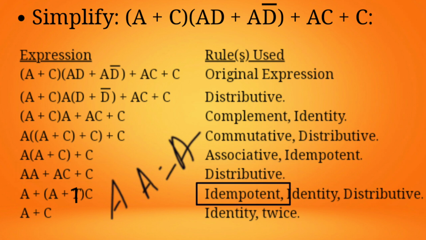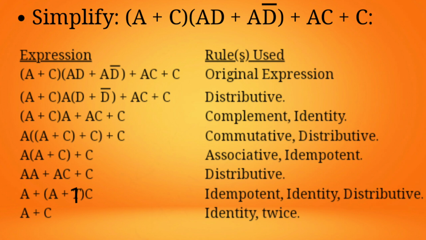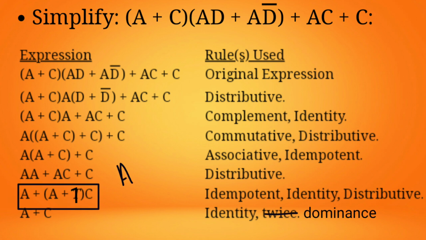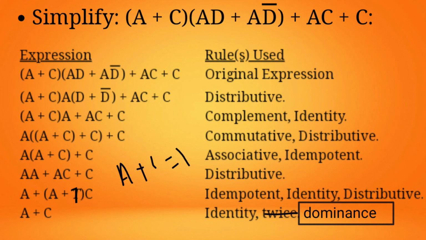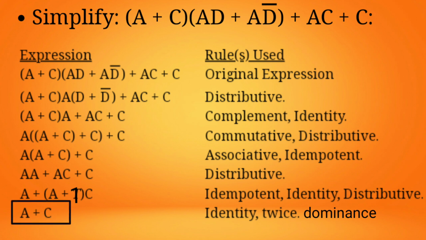Idempotent law states that A dot A equals A. By applying distributive law, AC plus C equals (A plus 1) into C. That is, the expression is (A plus 1) into C. Applying dominance law, A plus 1 equals 1, and by applying identity law, C dot 1 equals C. So the expression becomes A plus C. That is, the simplified form of the expression is A plus C.